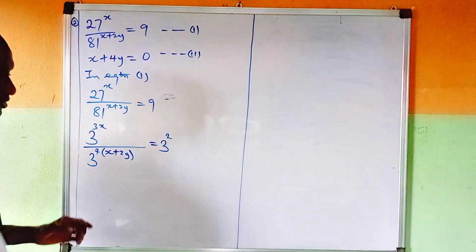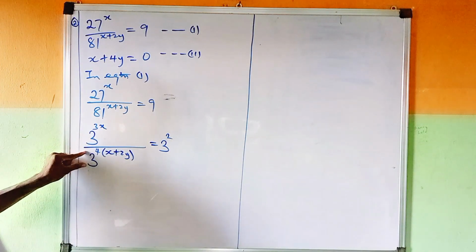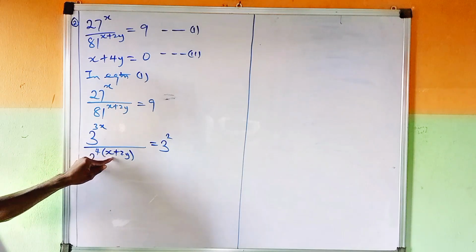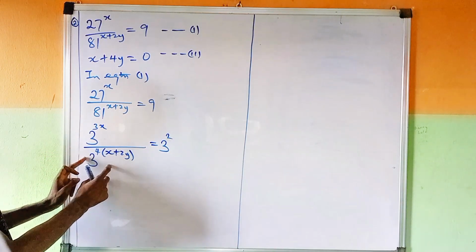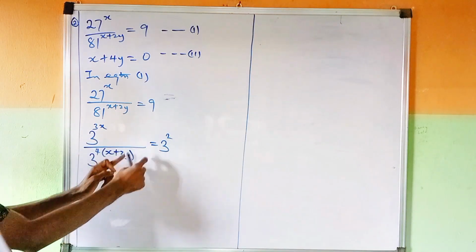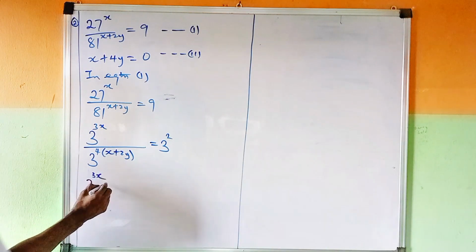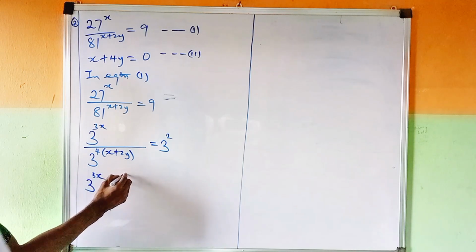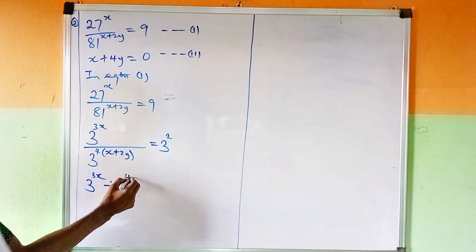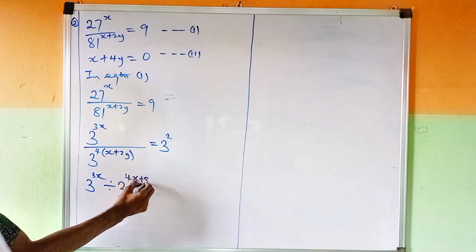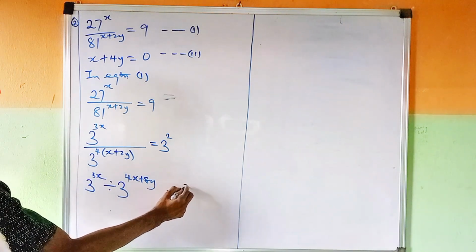According to the law of indices, when you have numbers with the same base but different powers, dividing each other, you can actually move this up here. When you move it up, you're going to have 3 raised to power 3x divided by 3 raised to power 4. So let's try to open this bracket. 3 raised to power what? 4x plus 8y, if you open this bracket, all equal to 3 squared.